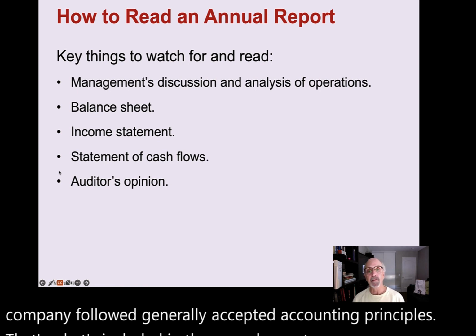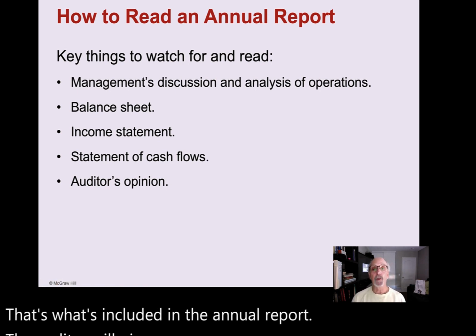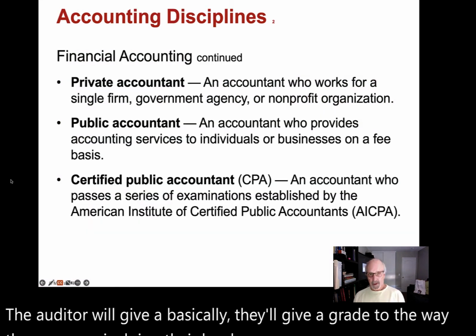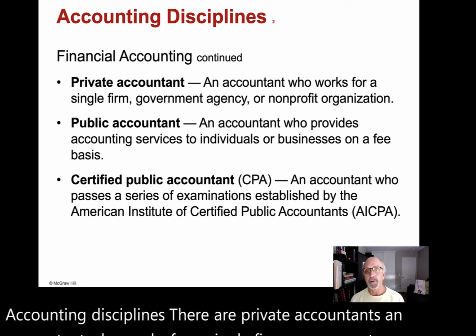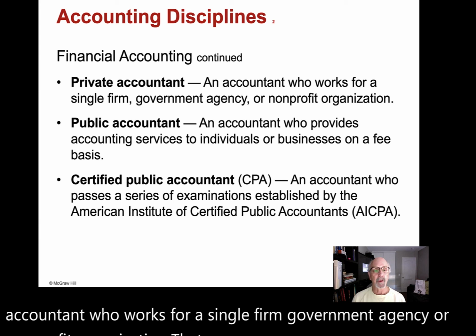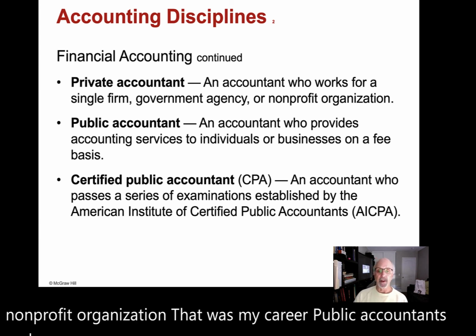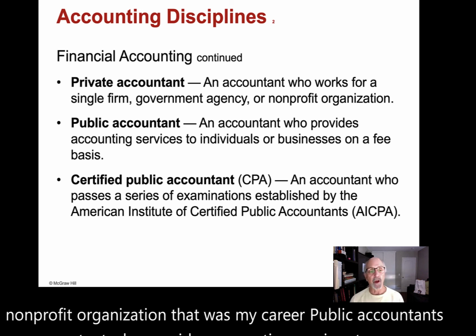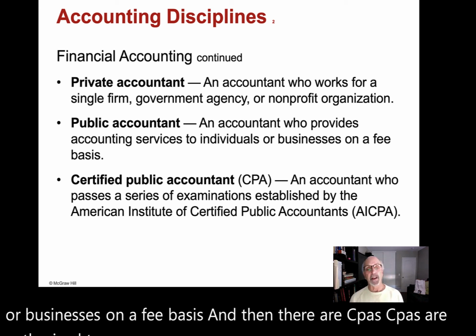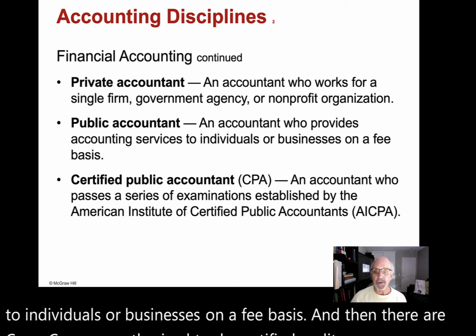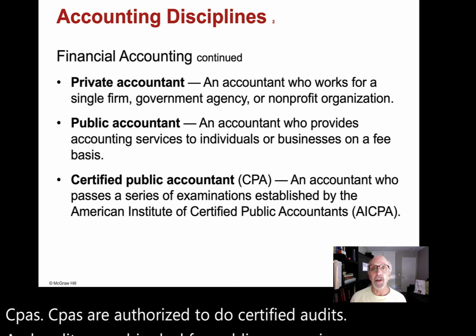The auditor will basically give a grade to the way the company is doing their books. Accounting disciplines. There are private accountants, an accountant who works for a single firm, government agency, or nonprofit organization. That was my career. Public accountants, an accountant who provides accounting services to individuals or businesses on a fee basis. And then there are CPAs. CPAs are authorized to do certified audits, and audits are a big deal for public companies. Private companies, not so much. They don't need that.